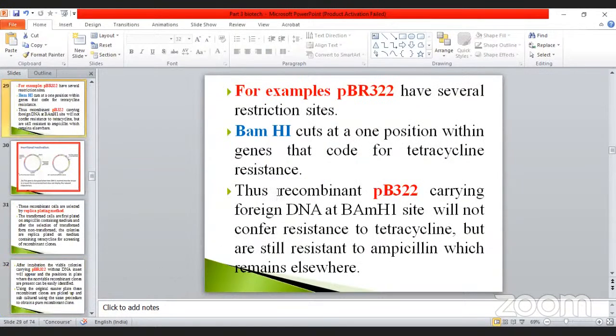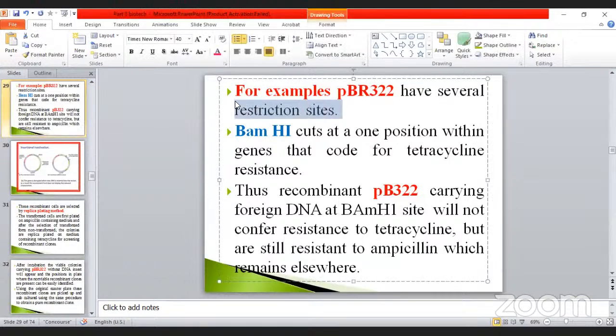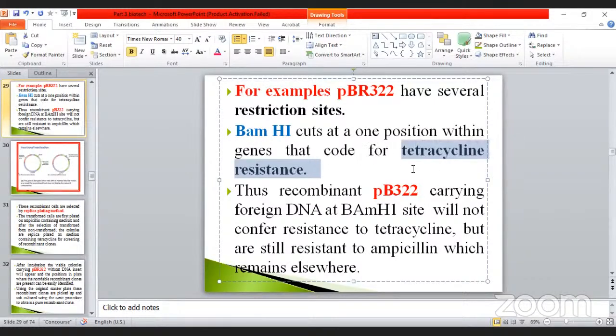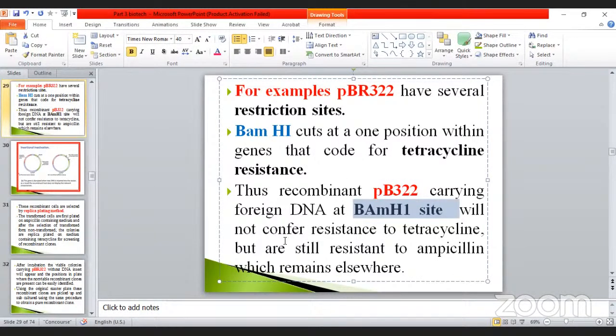For example, pBR322 has several restriction sites, as we already studied, including ampicillin. BamHI cuts at one position within the gene that codes for tetracycline resistance. The recombinant pBR322 carrying foreign DNA at the BamHI site will not confer resistance to tetracycline, but is still resistant to ampicillin, which lies elsewhere. This is very important.